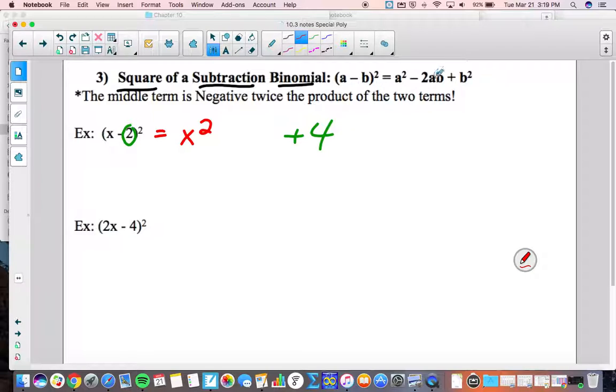In the middle, I'm going to take the two terms and multiply them together. So I'm going to take x times 2. Again, I'm ignoring this minus sign there. I know usually we need to pay attention to it. I'm going to ignore it. So x times 2 is 2x, and then I double that. So that's 4x. Now I do need to put a minus sign in front of that.